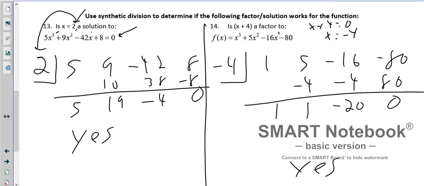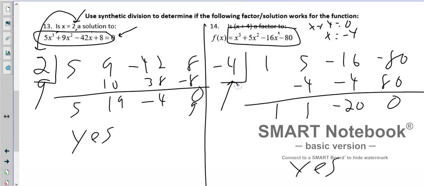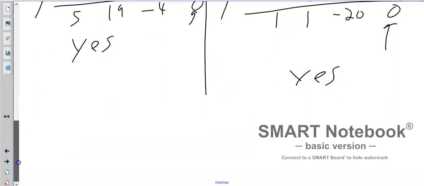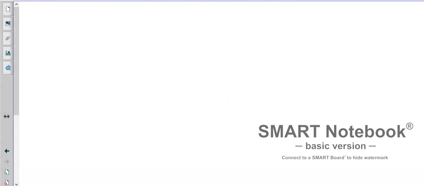Now, I'll be honest. I make mistakes. These are both yes. I would have expected one to be yes and one to be no. So it kind of messed with my head. So real quickly, I went to my calculator. I put this in y equals, I went to 2 and found out it was a 0. I went back and put this in my calculator. I went to -4, found out it was a 0, found out they're both yes, so I'm good to go. And that's it.